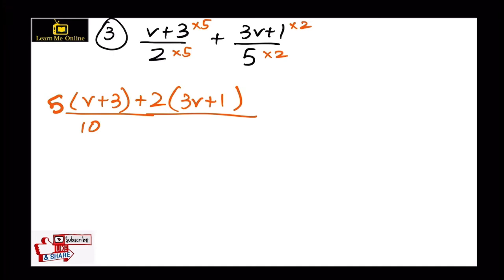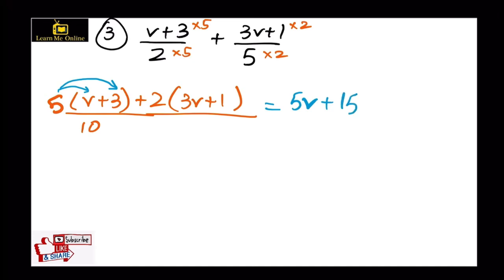That's why it's always better to write it down in a bracket form. The next step is we're going to expand the brackets. So when you expand the bracket, whatever the term written outside the bracket, you're going to multiply them with both the terms written inside the bracket. So expanding the bracket would be 5v plus, when you multiply 5 with 3, you would have 15.